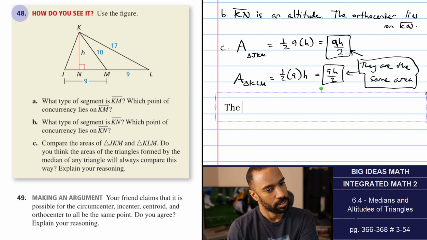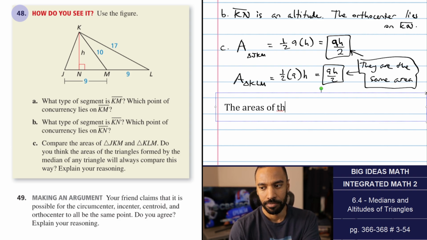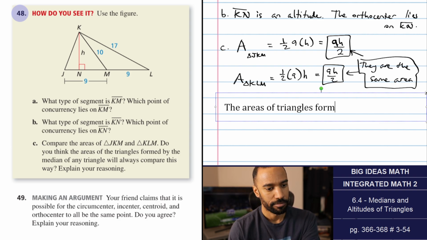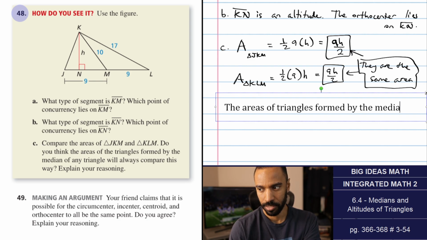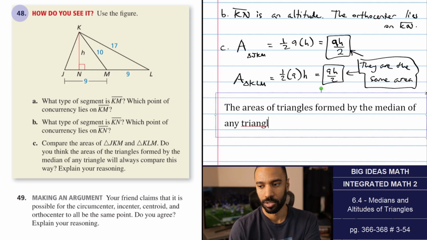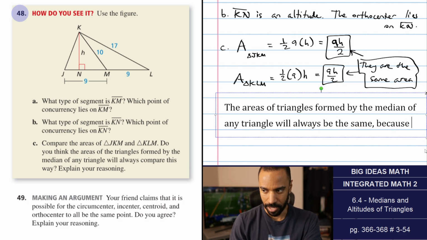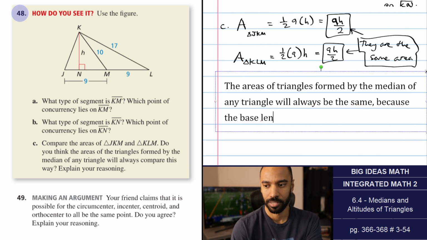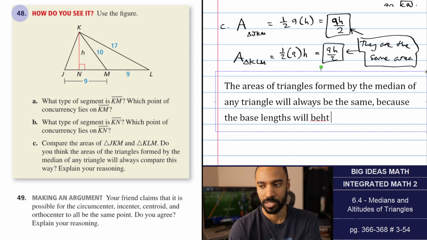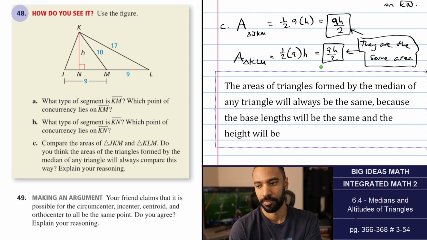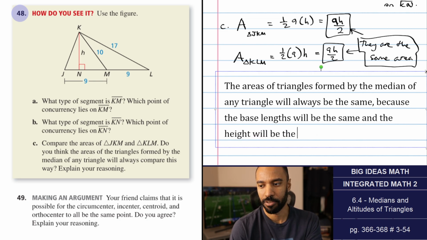The areas of triangles formed by the median of any triangle will always be the same because the base lengths will be the same and the heights will be the same. I mean, straightforward. 1/2 area base times height.